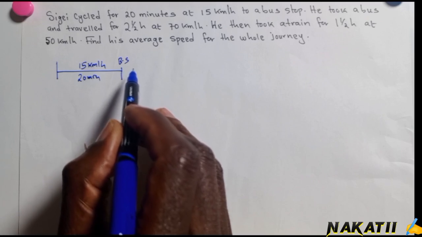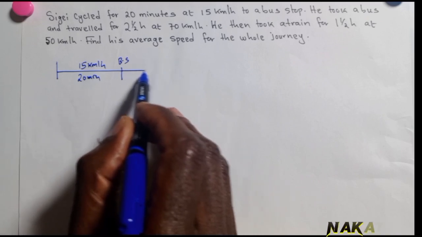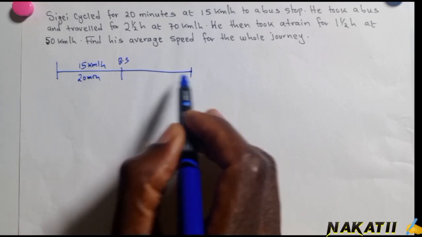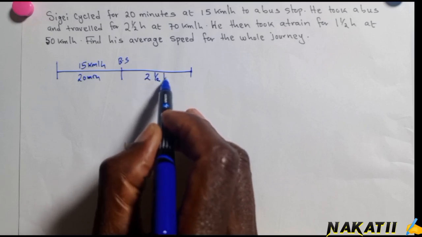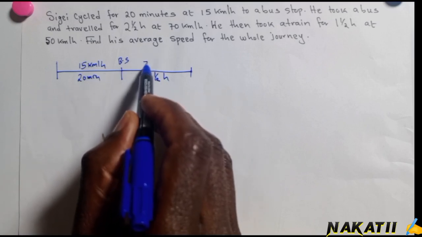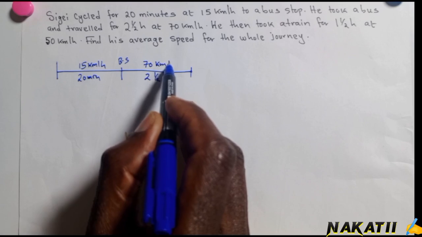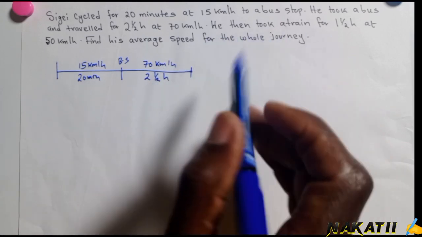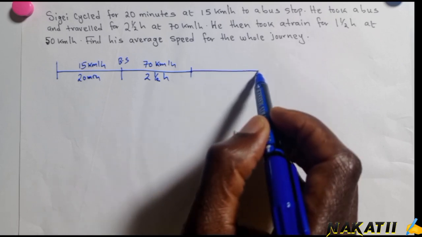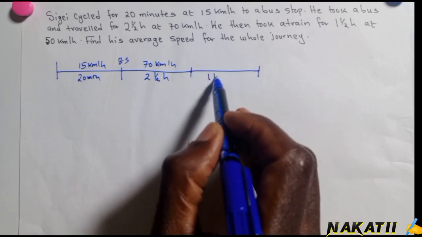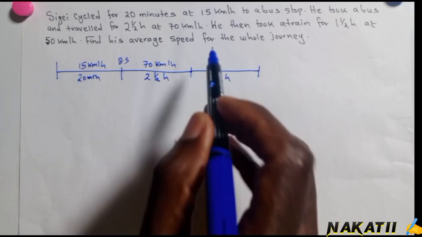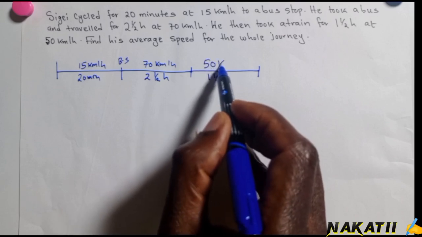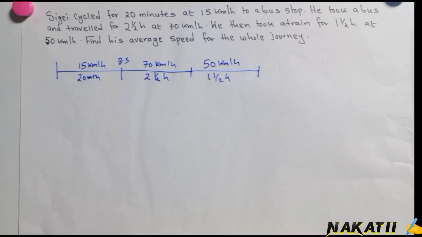From the bus stop, he takes a bus and travels for 2.5 hours at a speed of 70 kilometers per hour. That's the next information. Then next, he takes a train and travels for 1.5 hours at a speed of 50 kilometers per hour. Then you'll be told to find his average speed for the whole journey.